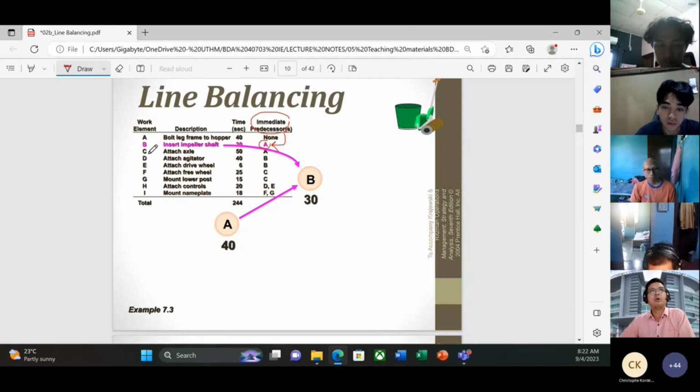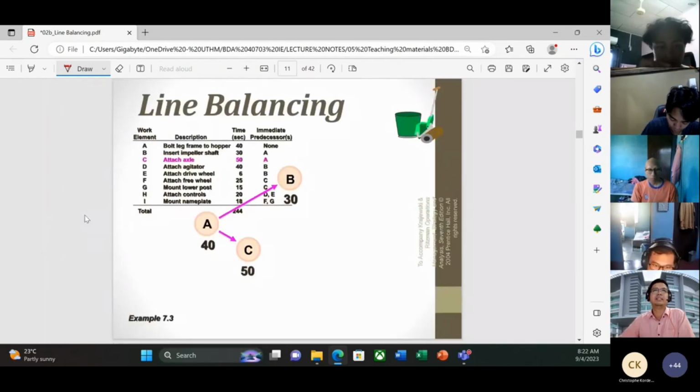For C, can you guess? It is 50 seconds. So the immediate predecessor will still be A. So we draw A to C, and C will be here. Don't worry about the arrangement of the precedence diagram. You can put it here and also here. Don't worry about shorter arrows or longer arrows. So please draw A, B. B's immediate predecessor is A. C's immediate predecessor is also A. So we have two work elements with A as the immediate predecessor. Okay, clear. Any question so far?